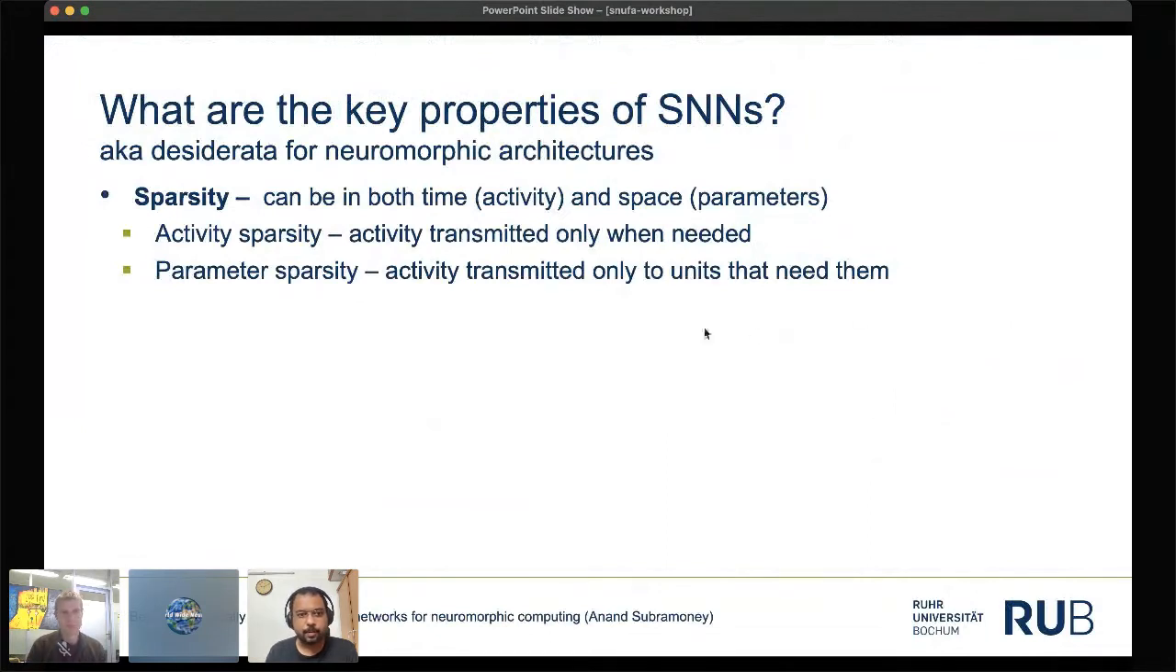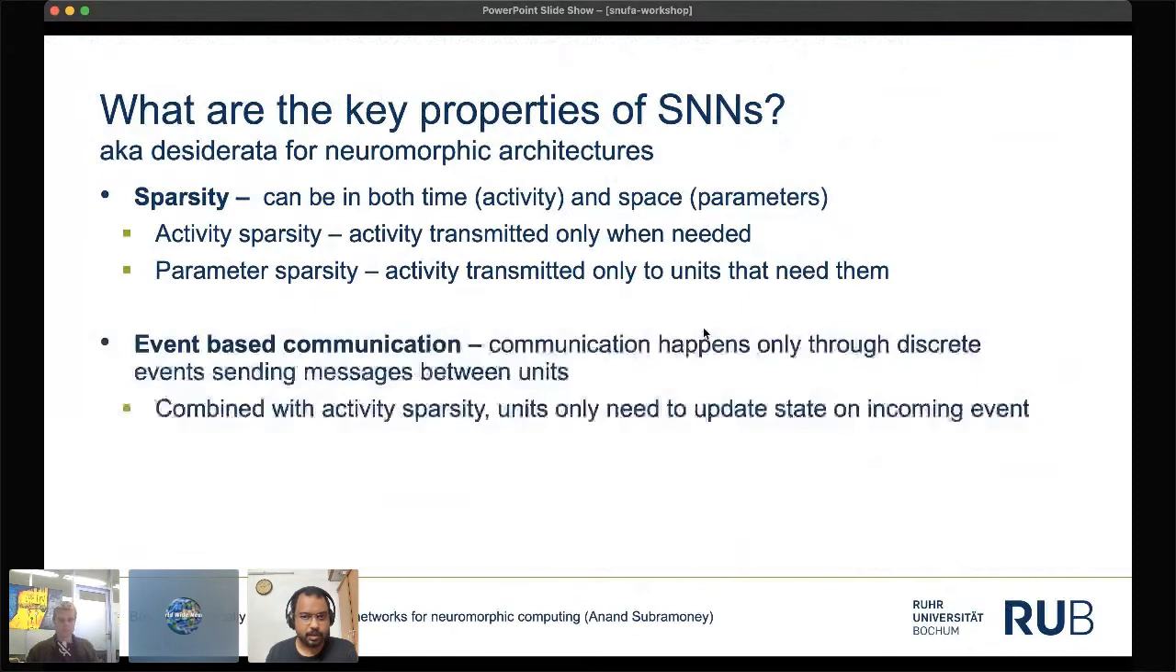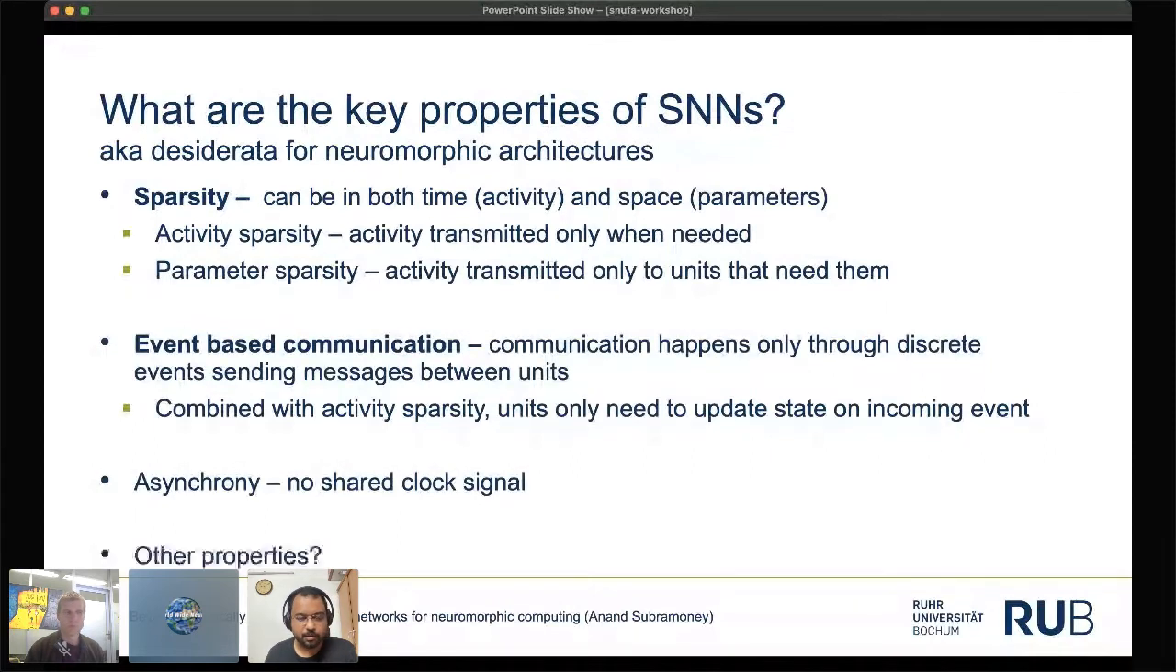The second key property is event-based communication, where communication between different units only happens through discrete messages. The interesting thing is that when you combine event-based communication with activity sparsity, depending upon your dynamics, you can have units that only need to update their state on incoming events. This can save a lot of computation and provide a lot of efficiency to the model. There are, of course, a lot of other properties of spiking neural networks that we use, such as asynchrony, that is, not having a shared clock signal, and maybe some other properties that I've not thought of. But in this talk, I'm going to focus on just sparsity and event-based communication and try to design an architecture that can use this and do well.